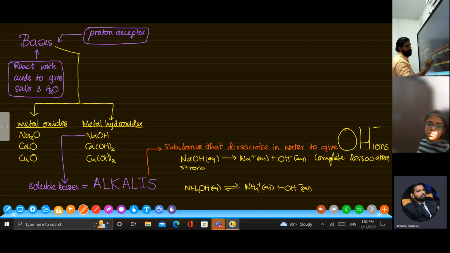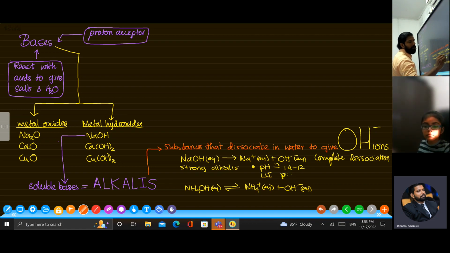So pH 7, should we put it on the basis or above 7? Neutral. Alkalis or bases? Strong alkalis, what are the properties? pH above 7. Strong alkalis mean pH around 12 to 14. Universal indicator color is purple.